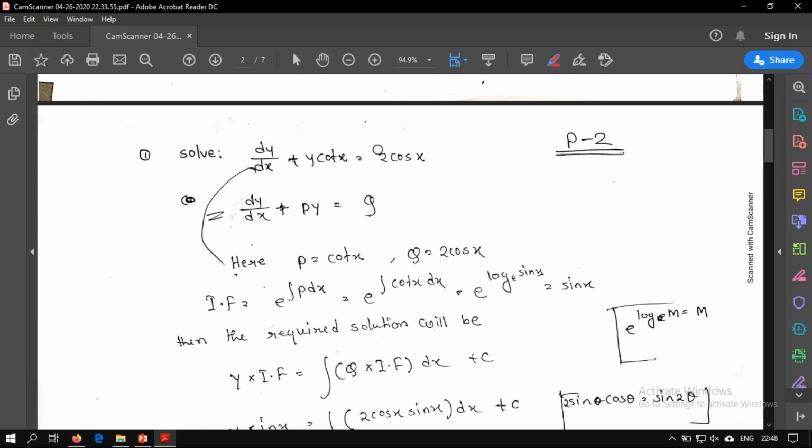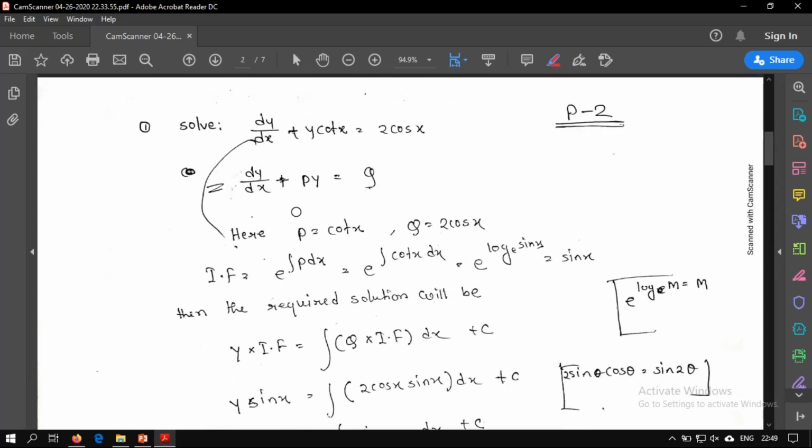The given equation is dy/dx plus y cot x equal to 2 cos x. Let's see the format: dy/dx plus Py equal to Q. Comparing with the given equation, here P equal to cot x, that means the coefficient of y, and Q equal to 2 cos x, the complete term that is constant. Firstly, you have to find the integrating factor. Integrating factor equals e to the power integration of P dx. Here P equals cot x, so put the value of P as cot x dx.